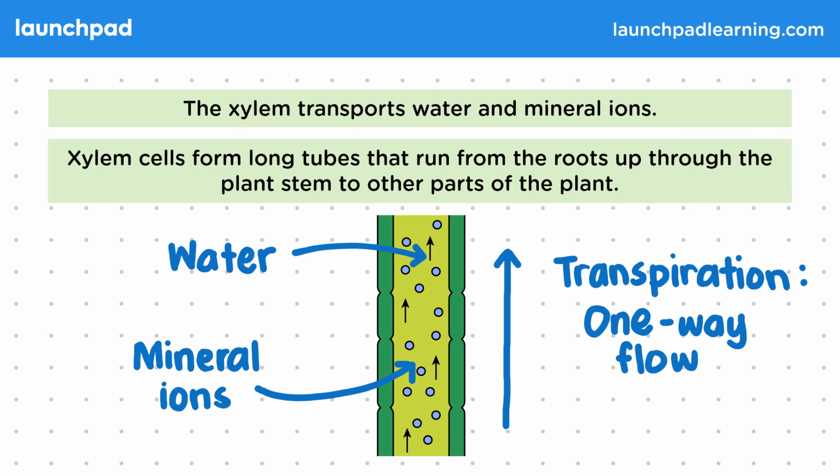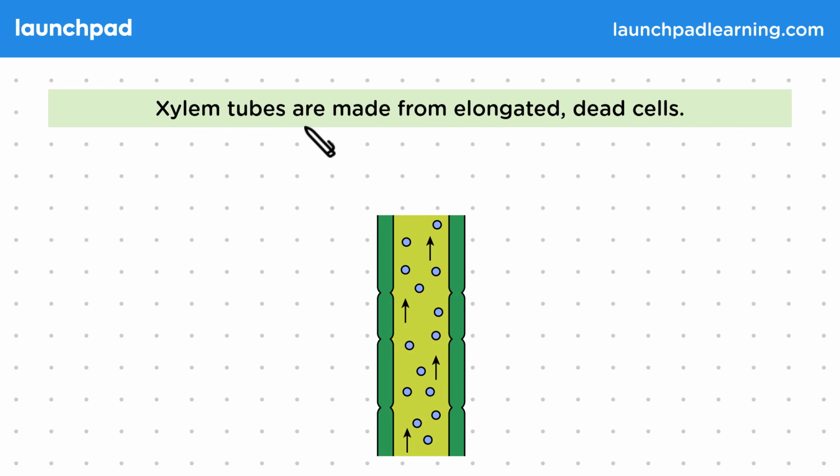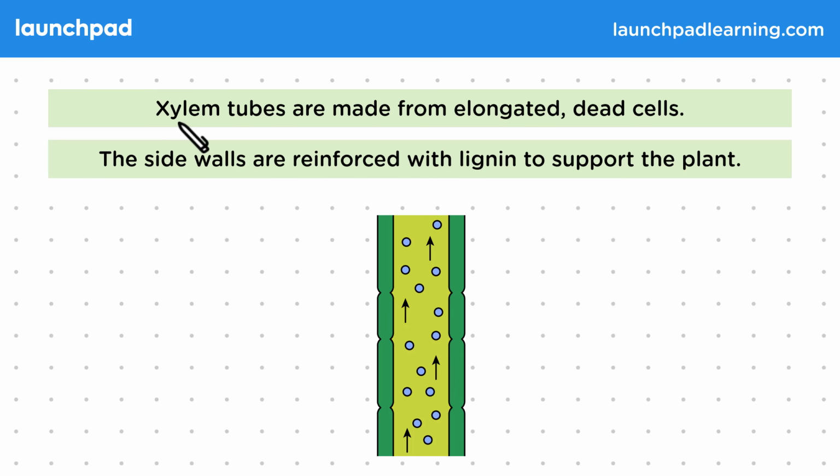Let's look at how the cells of the xylem have been specialised to transport this water and mineral ions. Xylem tubes are made from elongated dead cells. A tip for remembering that the xylem is made up of dead cells is to remember that xylem starts with an X and dead cells are X living cells.